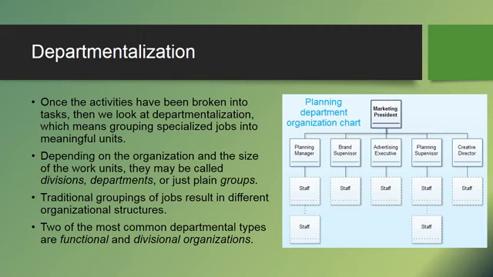Departmentalization: these are the activities that are broken into tasks. This means grouping specialized jobs into meaningful units. Depending on the organization and size of the work units, they may be called divisions, departments, or just plain groups. Traditional groupings of jobs result in different organizational structures. Two of the most common departmental types are functional and divisional organizations.